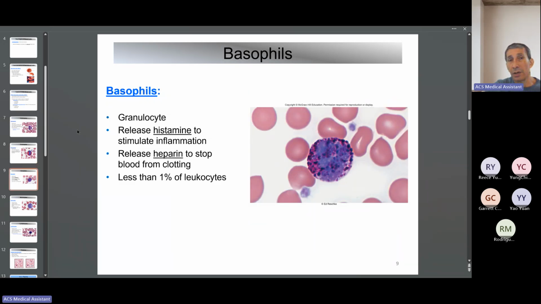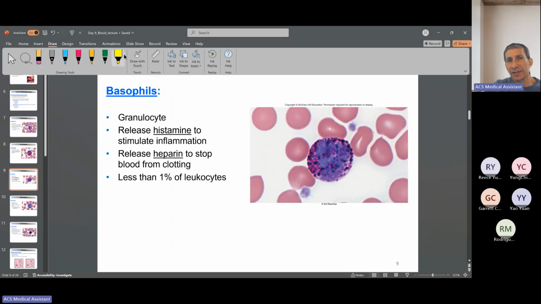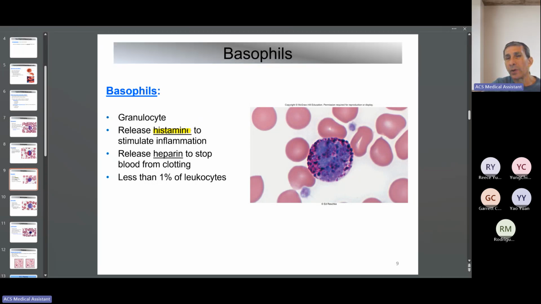Basophils. Remember, these are phagocytes. These are the third one of the granulocytes. So what is it that they do, besides eating all the debris from dead cells and dead microorganisms? Remember, they are phagocytes. They also release histamines. Now, what is histamine? Histamine is the one that causes the allergic reaction. So we have to give you an antihistamine so we can eliminate the histamines.